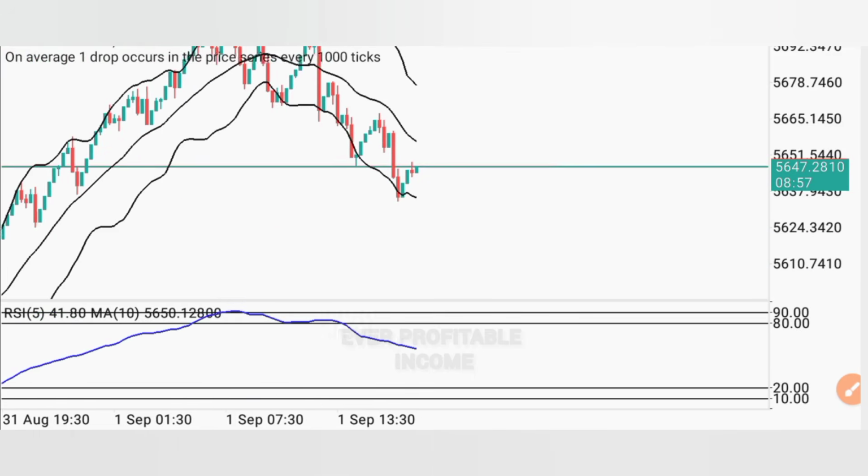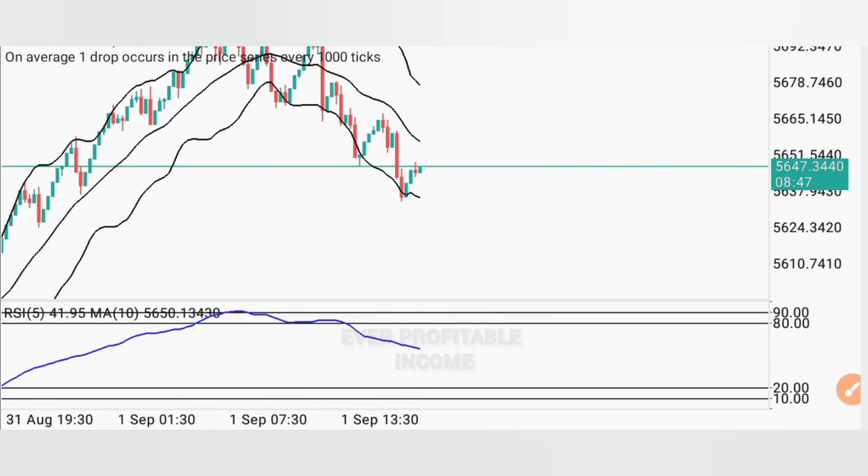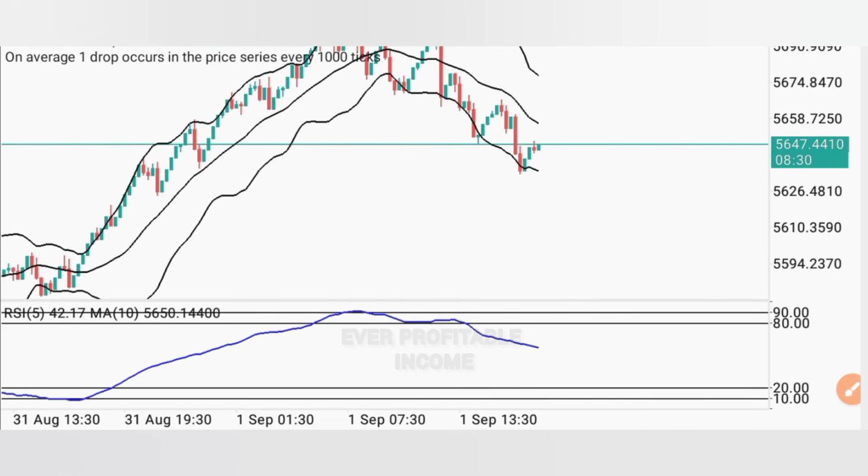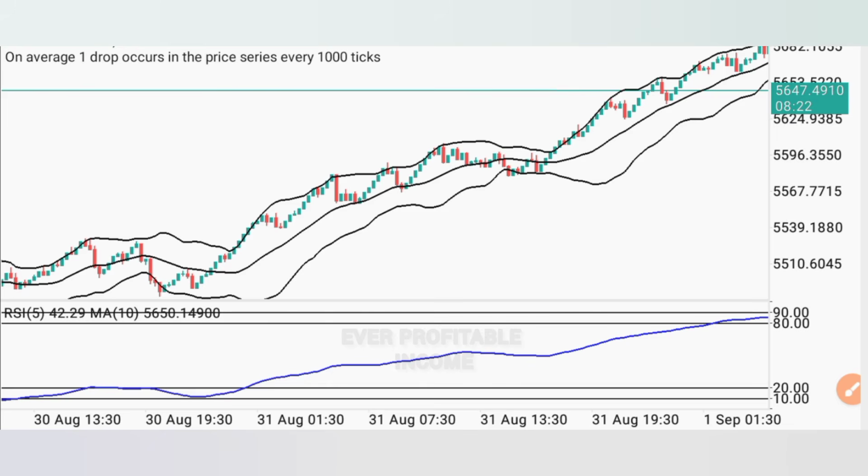So now that you know how to use this strategy, I want you to go and backtest it on your chart, backtest it often, and when you are confident enough, then you can go in for a live trade. Now use the strategy to make massive profit out of the market. If you get everything right, you are going to make massive profit using this strategy.